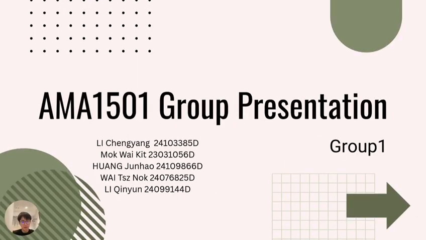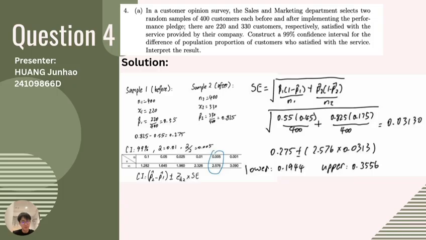Hi, my name is Huang Junhao, and my student ID is 24109866D, and I will be presenting question 4. So for part A, we are calculating the 99% confidence interval for the difference in proportions.